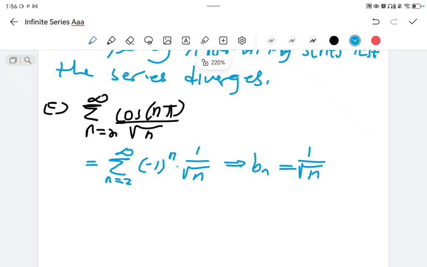And how did I decide to replace that by -1 to the n? If I plug 2 here, what do you get if you plug 2 into cos? You get 2 pi, right? So take cos of 2 pi. What do you get? Do you get positive or minus? Cos of 2 pi using radians.